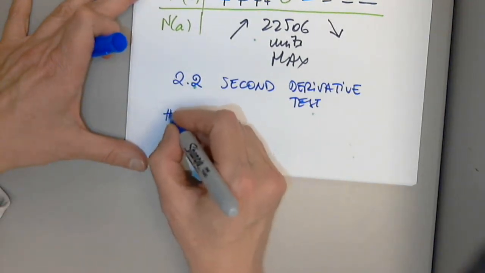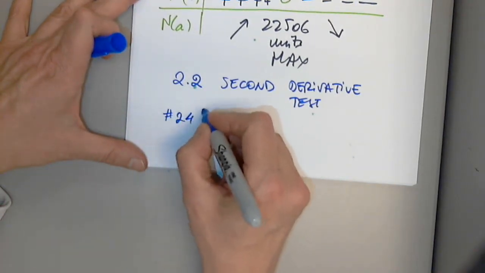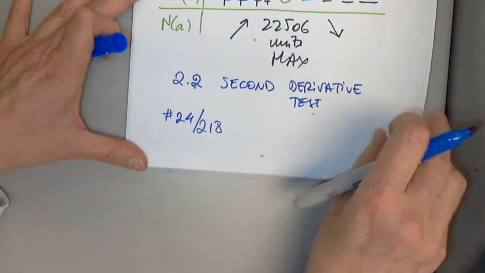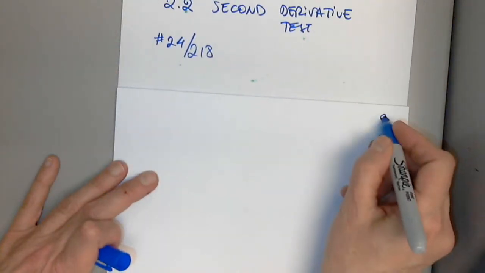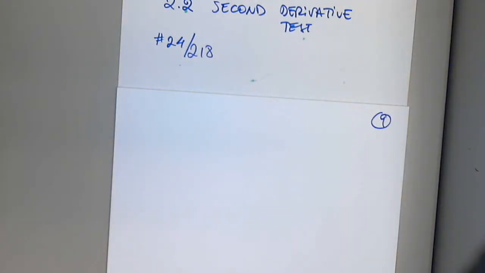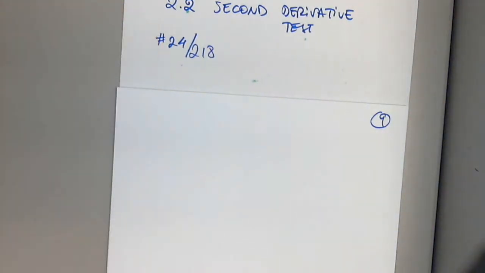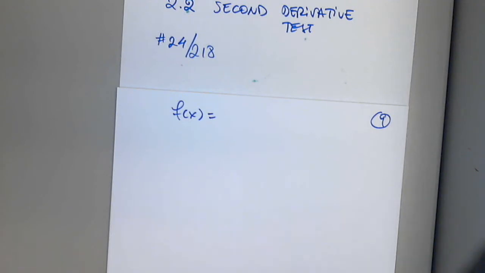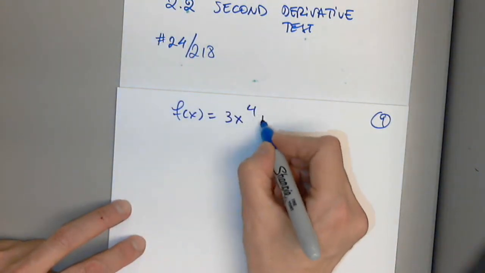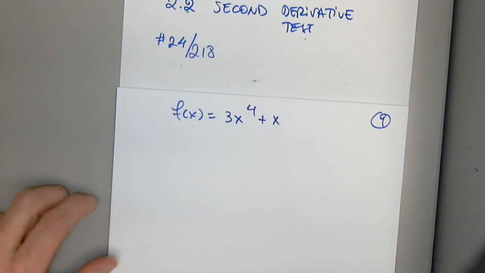Okay, so let's look at the following function, 24 on page 218. In this problem, we are asked to graph. And now I agree, but we have to go through other steps before we graph. And the function is f of x equals 3x to the fourth plus 4x cubed.